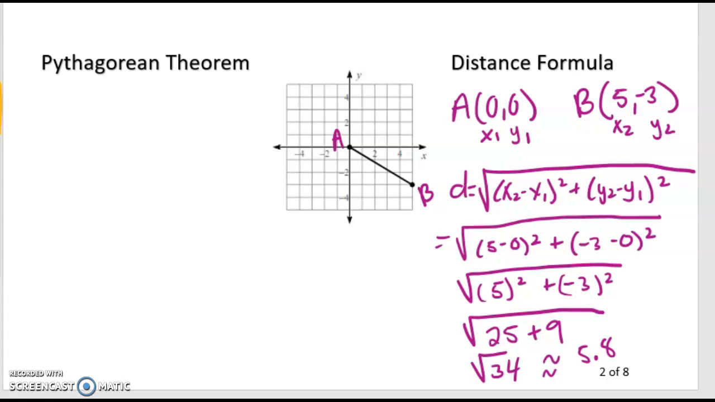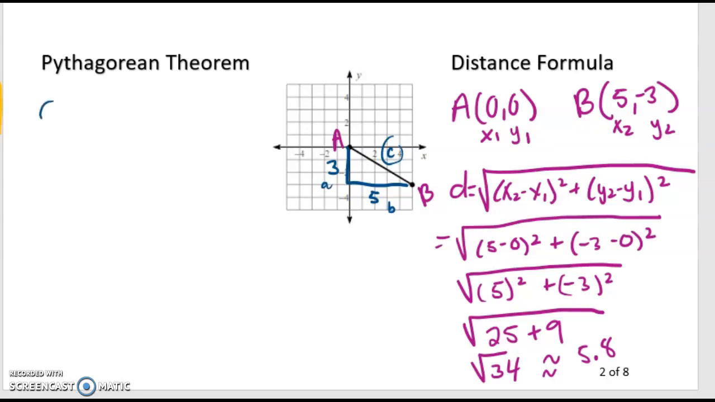So for the Pythagorean theorem, what you want to do is you want to create a right triangle. So I drop a vertical line and then a horizontal, and then all you have to do is count the boxes for each. So 1, 2, 3, 1, 2, 3, 4, 5. Okay. So from here, I can let one of these be A, one of them be B, and ultimately what I'm trying to solve for is C.